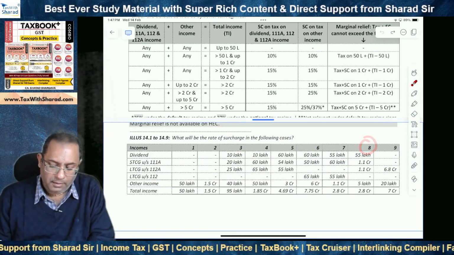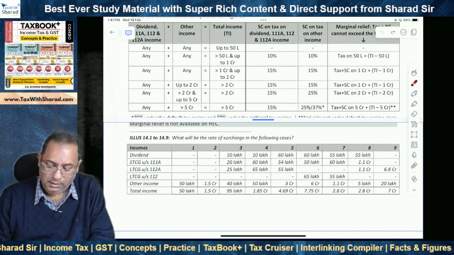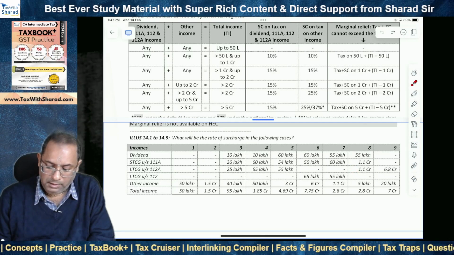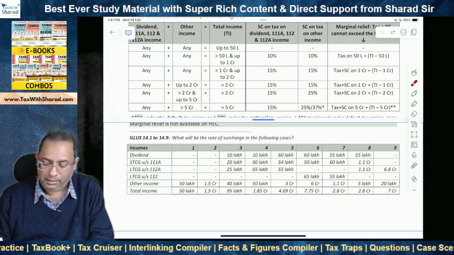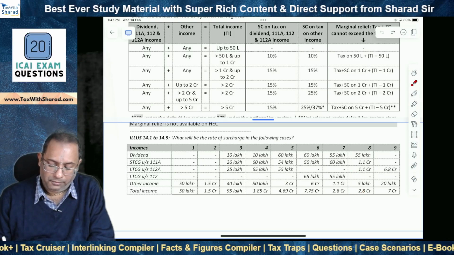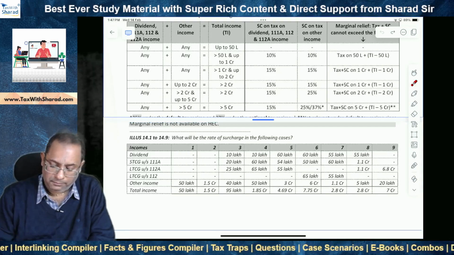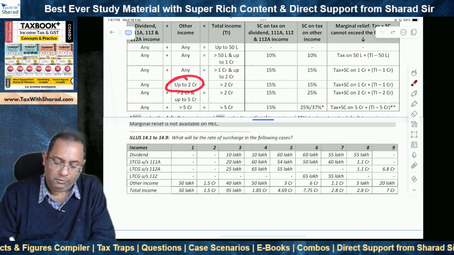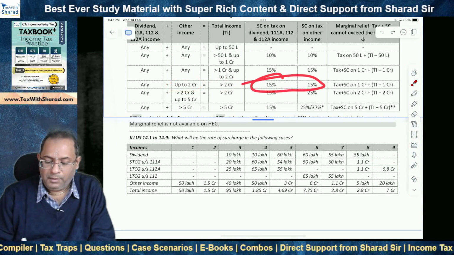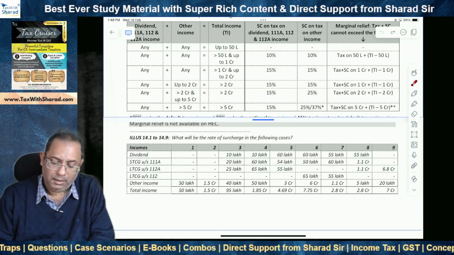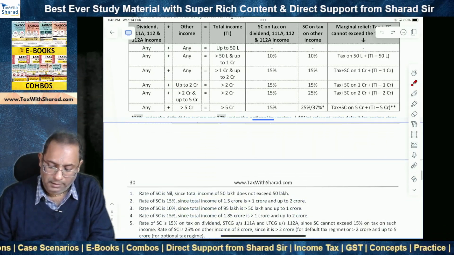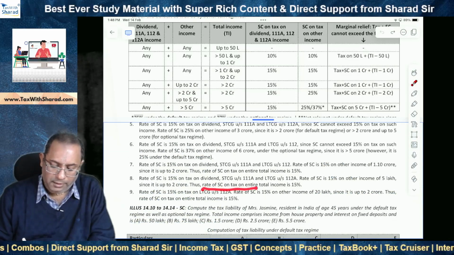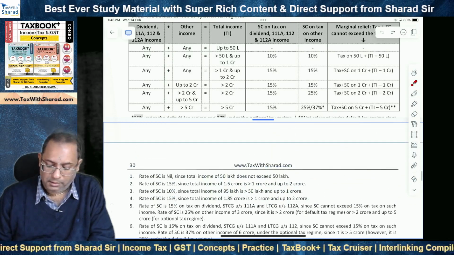Number 8. Dividend 55 lakh, 111A STCG 1.1 crore, LTCG 112A 1.1 crore, and the other income is only 5 lakh. And therefore the total income is 2.8 crore. It is more than 2 crore, and 5 lakh is the other income, which is up to 2 crore, and therefore the rate of surcharge on tax on the entire income, whether special or the other income, will be 15%.